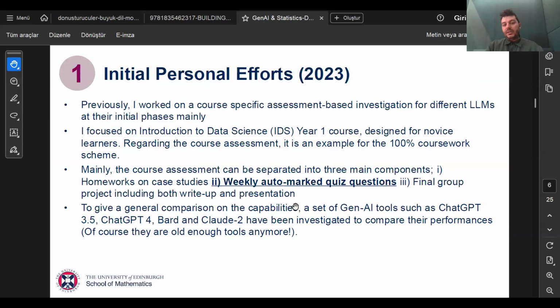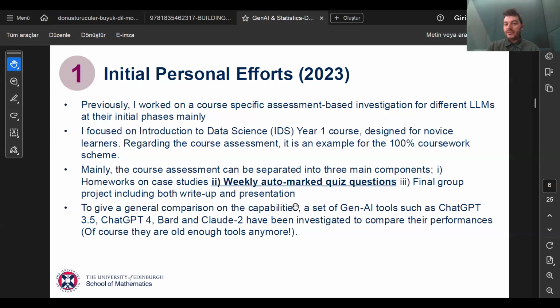Starting from the initial personal efforts in 2023, I looked at our data science course multiple choice question quizzes, for certain reasonable reasons that you can imagine. We are already asking a question including some options, so those tools are really good at answering questions whenever we give more input. So, looking at the course assessment side a little bit, I did some small experiments on the weekly auto-marked quiz questions that we are using for IDS.